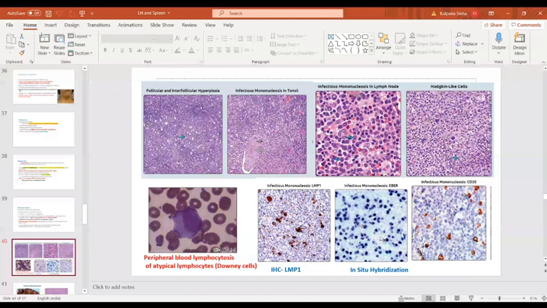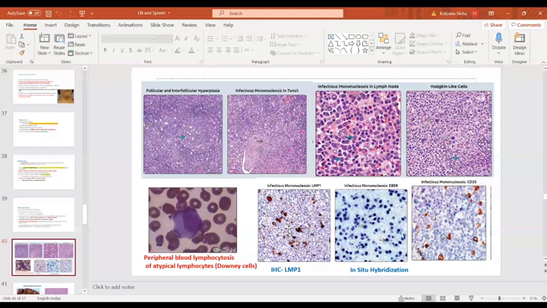These are EBV LMP IHC positive because they are EBV infected B cells. So it will be positive for EBV LMP immunohistochemistry. And if you do in situ hybridization, you can pick up the EBV infected cells. These are B cells, so they are CD20 positive. These are large immunoblast cells, CD20 positive and LMP1 positive because of Epstein-Barr virus colonizing in these cells.